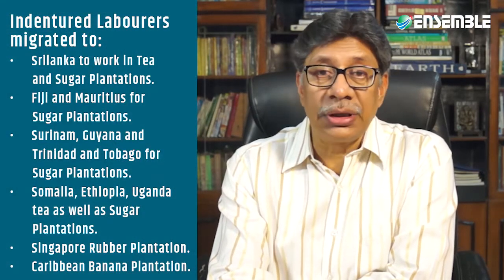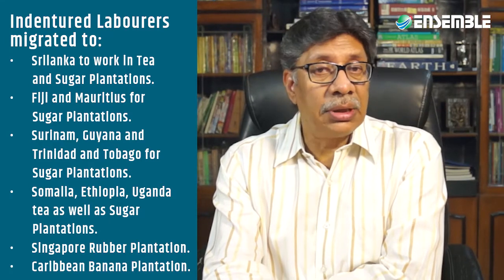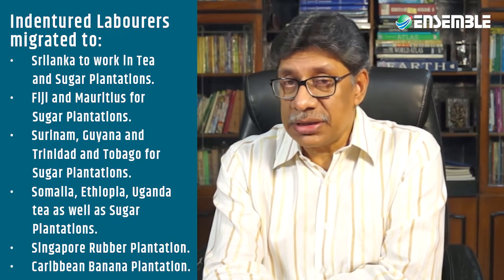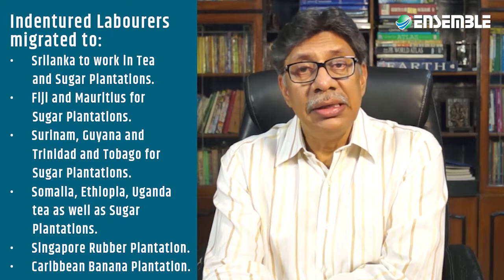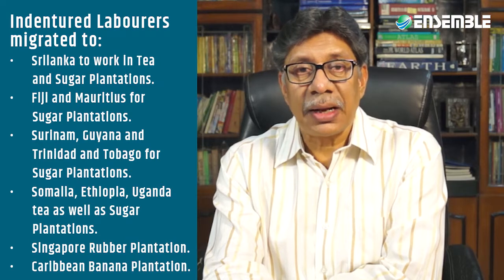The third has been that indentured laborers were taken to various places to work on sugar, coffee, spices, cotton and tea plantations. Thus they migrated to Sri Lanka to work in tea and sugar plantations, to Fiji and Mauritius, to Suriname, Guyana and Trinidad and Tobago for the same, while some were taken to Somalia, Ethiopia, Uganda to work on tea as well as sugar plantations. Some of them were taken to work on rubber plantations in Singapore.